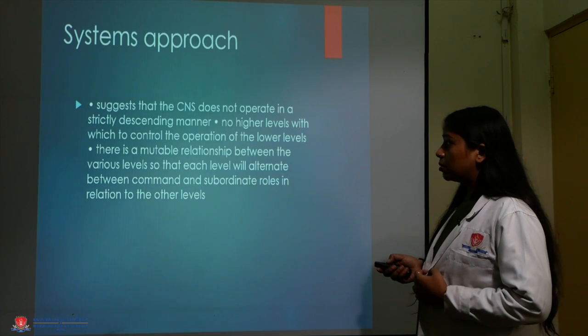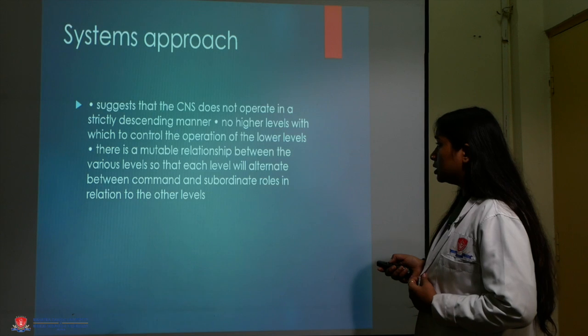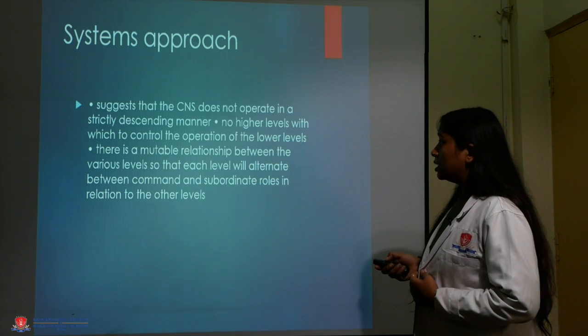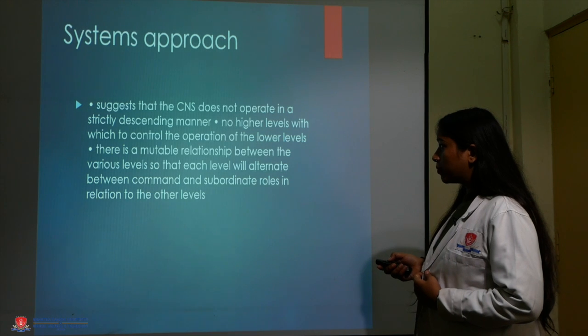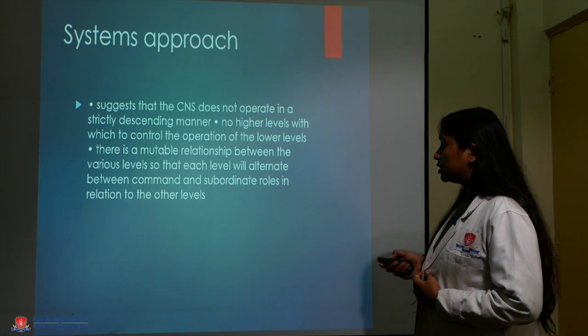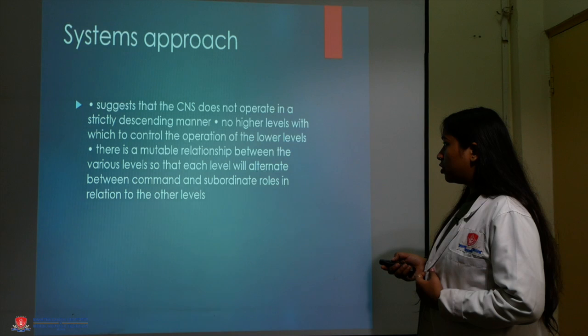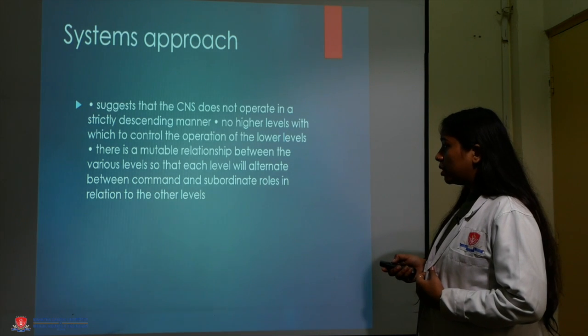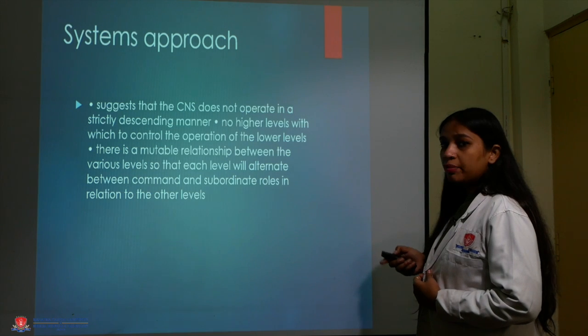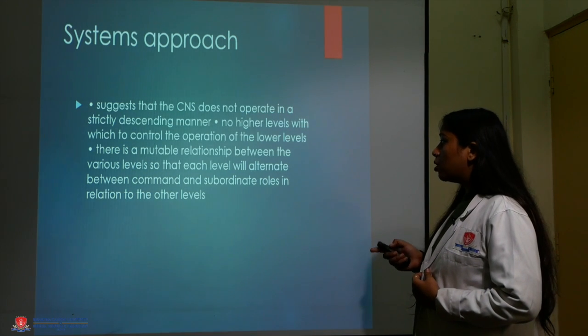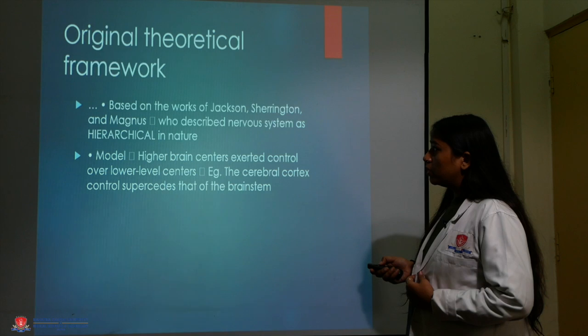The next is the systems approach. The systems approach suggests that the CNS does not operate in a strictly descending manner, with no higher level controlling the operation of the lower level. There is a mutable relationship between the various levels, so that each level will alternate between command and subordinate roles in relation to the other levels.